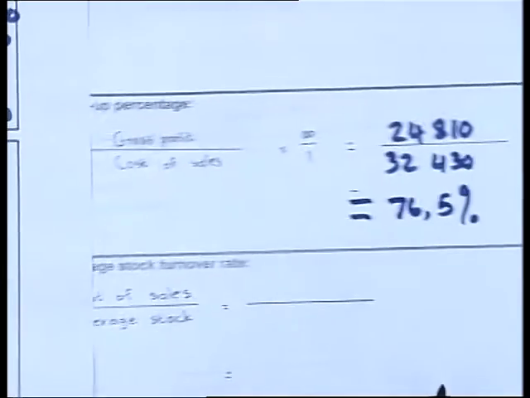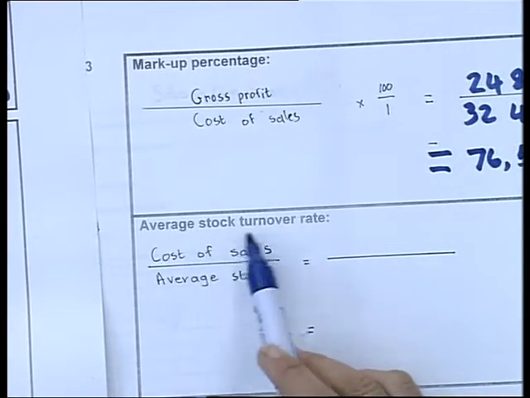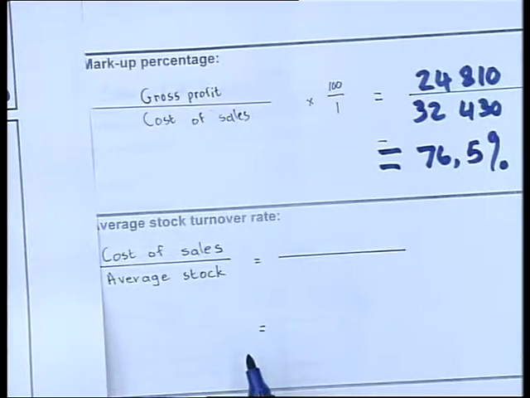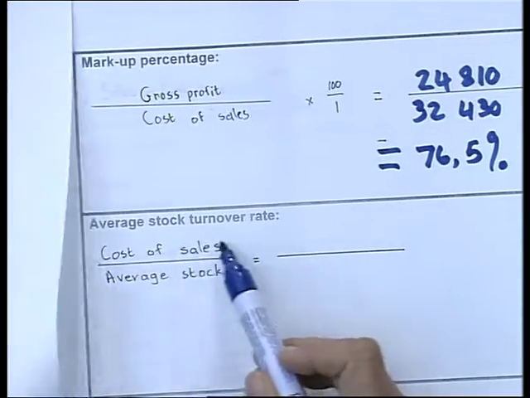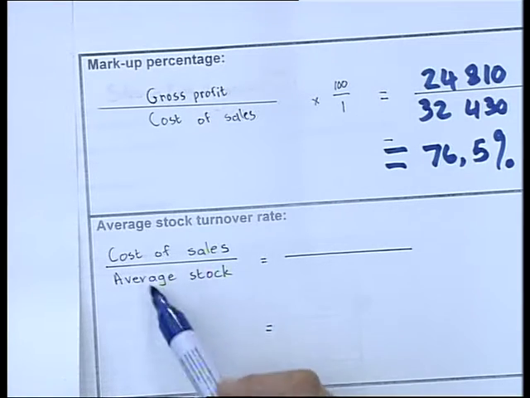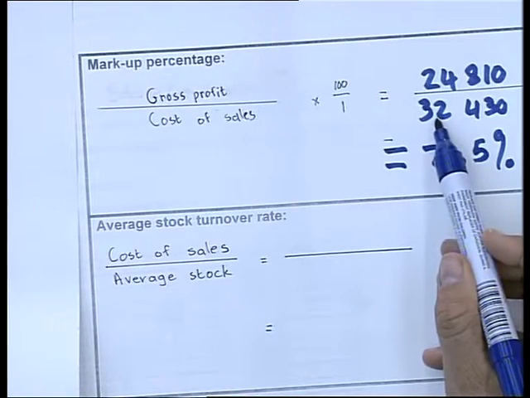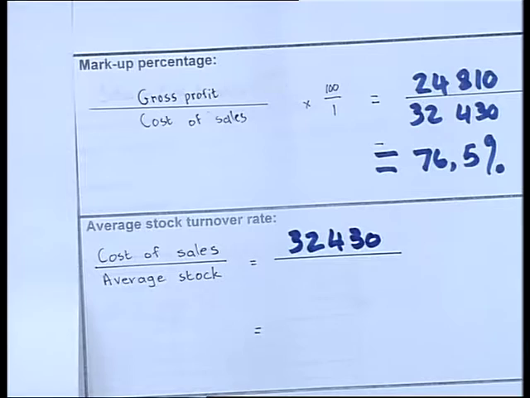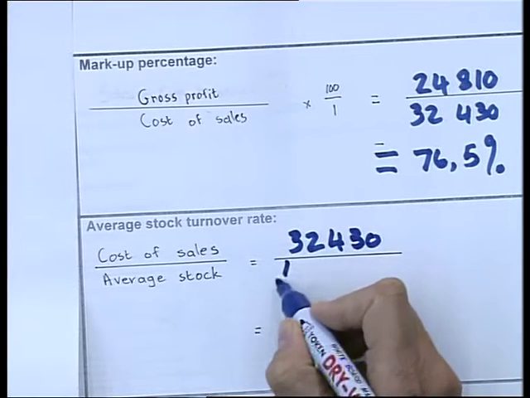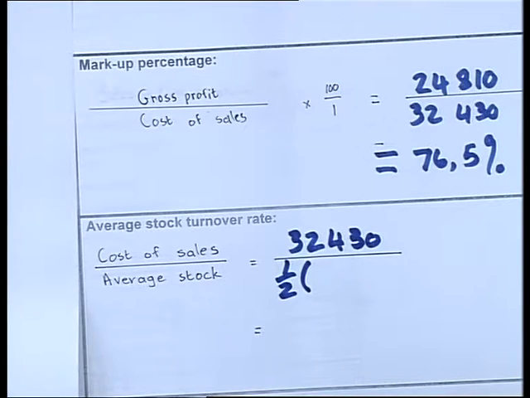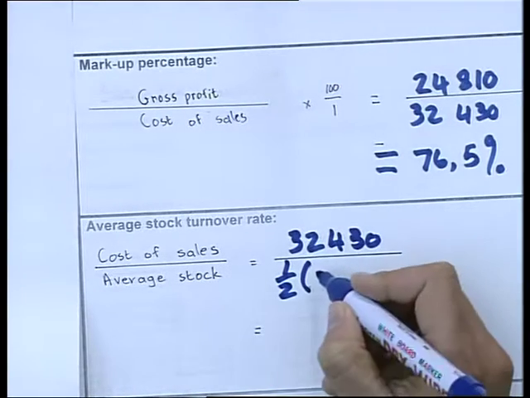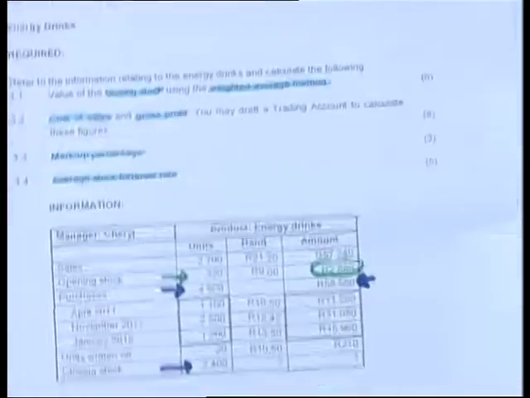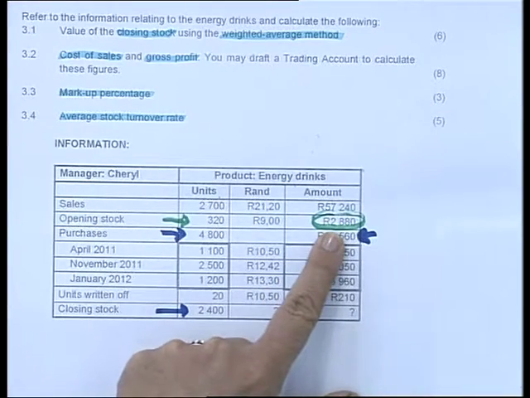Okay, now the next question says, calculate the average stock turnover rate. One of you asked, how do we calculate the average stock? So we're going to get to that now. So once again, that's the ratio, the formula that you use. So cost of sales, there we have cost of sales, is 32430 divided by the average stock. Now the average stock is the opening stock plus the closing stock. So the opening stock, you will remember, was, let's quickly go back to that if I can find it. There it is. The opening stock was 2880.